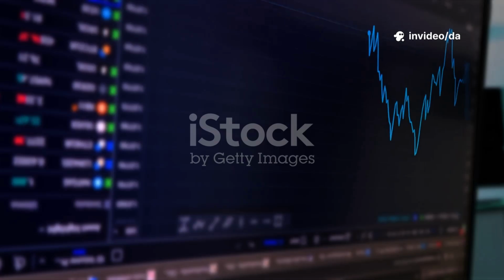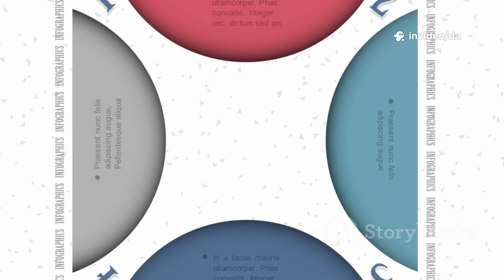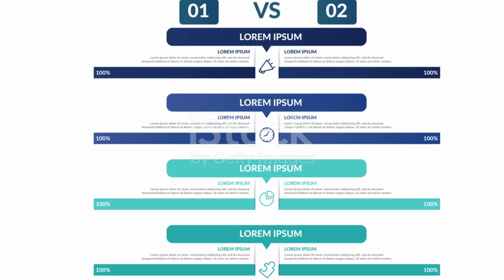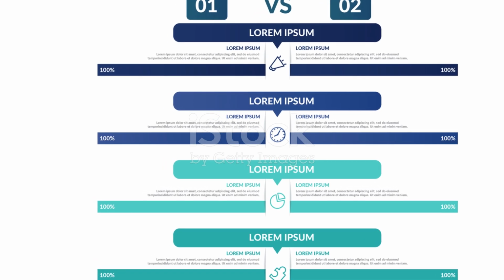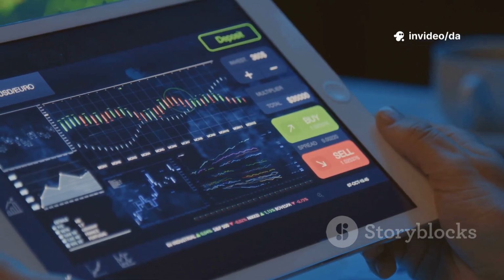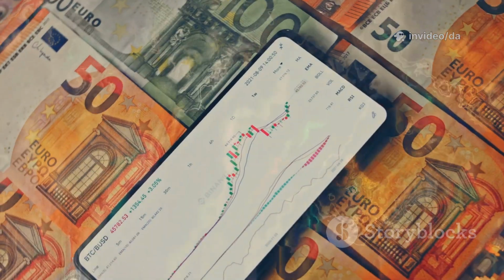Purpose. The purpose of a stop limit order is to provide more control over the execution price compared to a regular stop order. While a stop order guarantees execution but not the price, a stop limit order guarantees the price but not the execution. It is used to limit losses or lock in profits at a predetermined price level, but only if the market reaches that price.